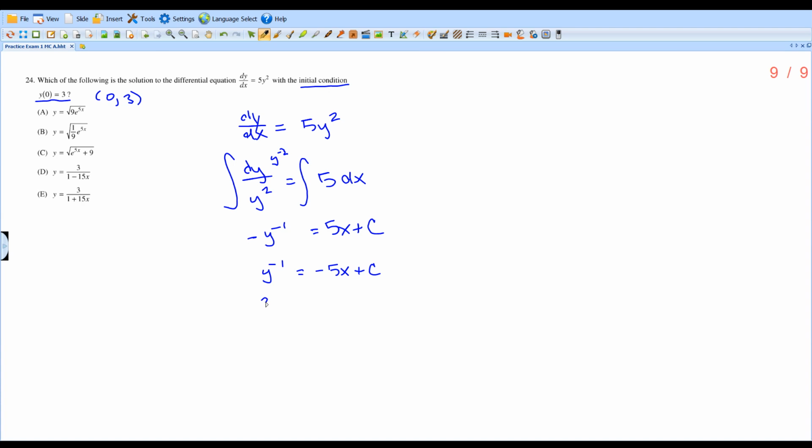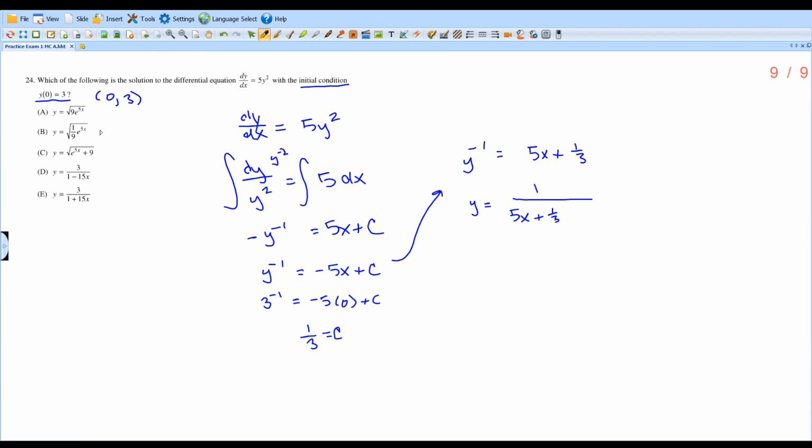So I'll have 3 to the negative first equals negative 5 times 0 plus c. So c is equal to 3 to the negative first, which is 1/3. So going back to this then, I have y to the negative first equals 5x plus 1/3. And then if we want to know what y is, you could take the reciprocal of this. So you'd have y equals 1 over 5x plus 1/3.